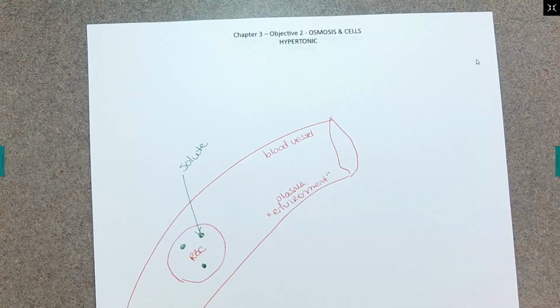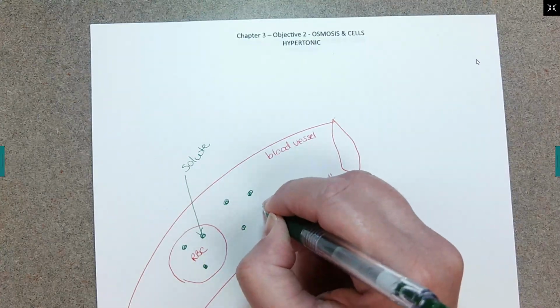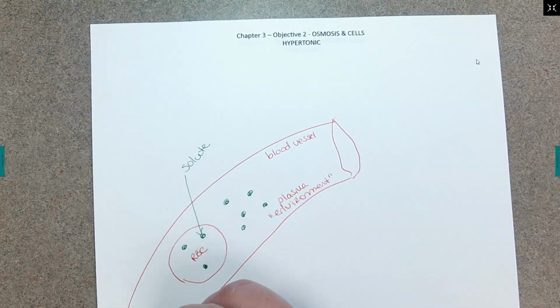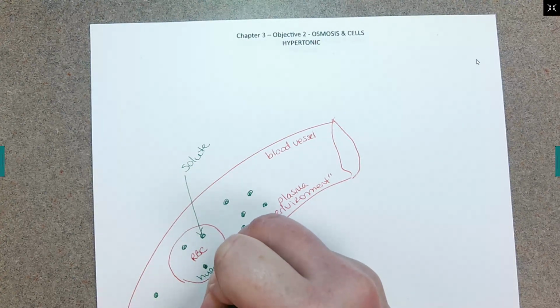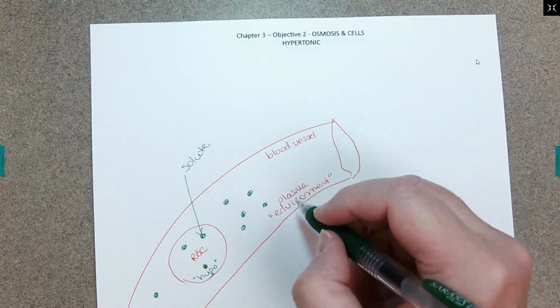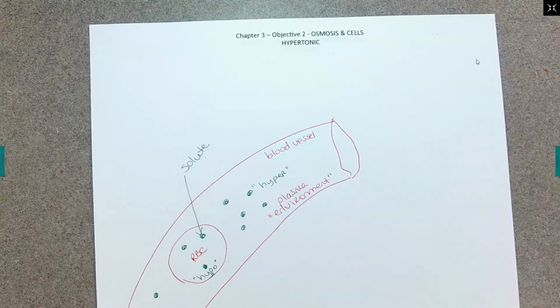Now, it's in a hypertonic environment. So if we're going to have a cell in a hypertonic plasma environment, that means we're going to have a lot of solute particles, right? Hypertonic. So our red blood cell is hypotonic, and our plasma will be hypertonic in comparison, okay? Now, which way is water going to go?